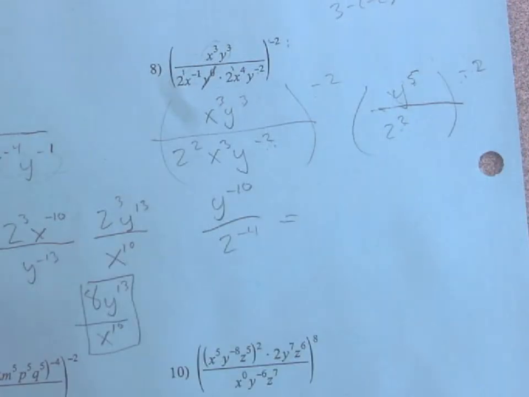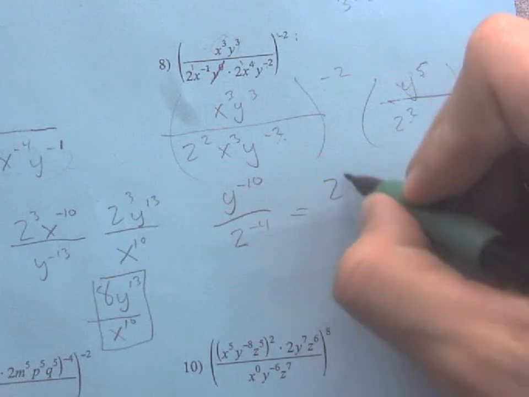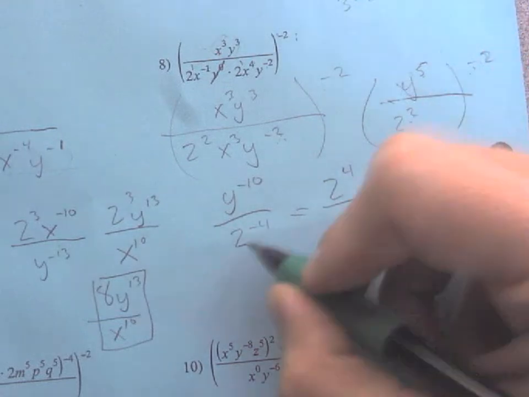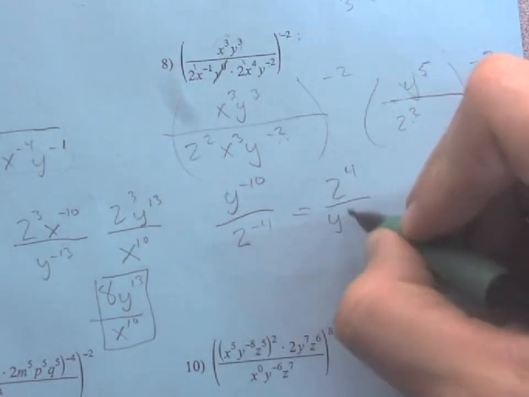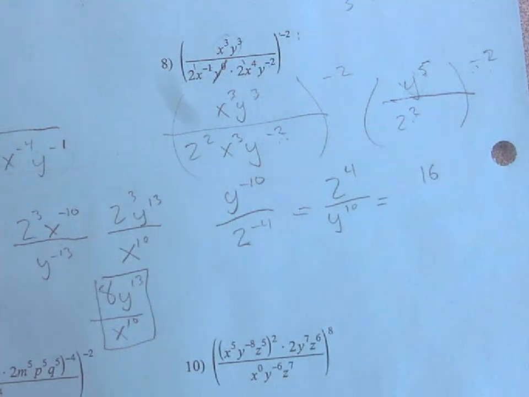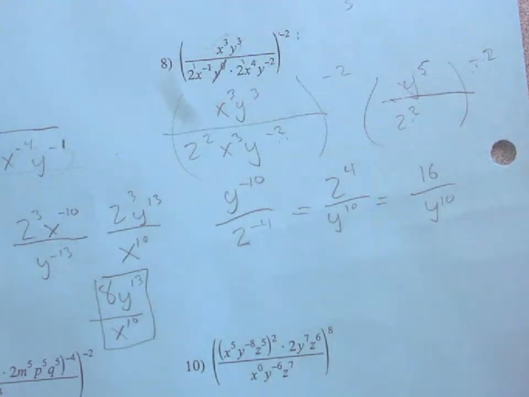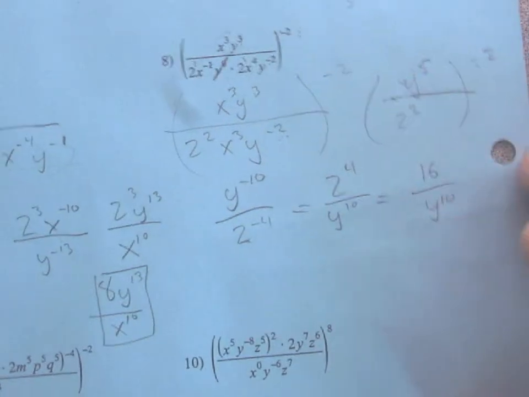And now that the exponents have changed values as much as they're going to change, they multiplied, they subtracted, they added, they're not really changing anymore. Now we can move them to make them positive. So 2 to the positive 4 on the top, this guy goes up, y to the negative 10 goes down, and this is 16, 2 to the 4th is 16, 2 times 2 times 2 times 2, over y to the 10th. Okay, then we cross our fingers and pray to the math gods that we got it right. Thank goodness. We're doing good.